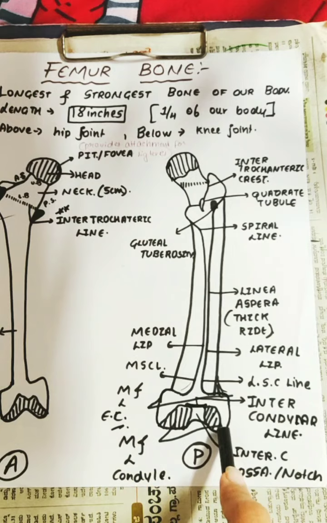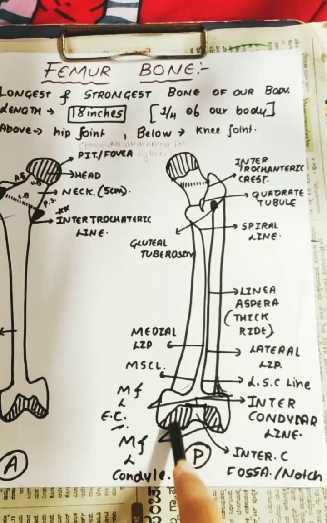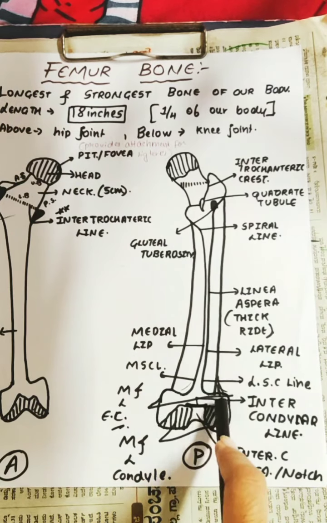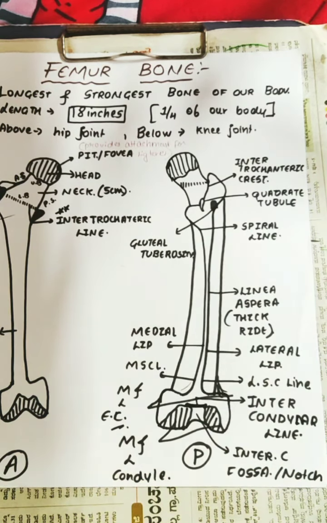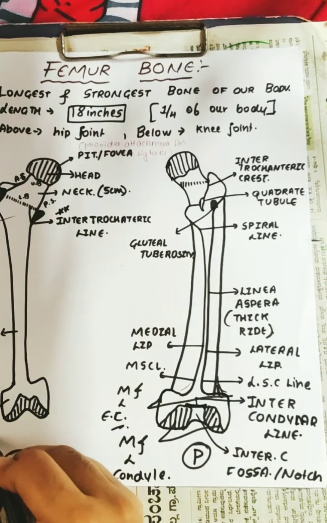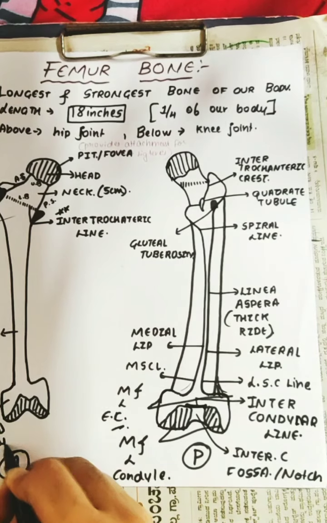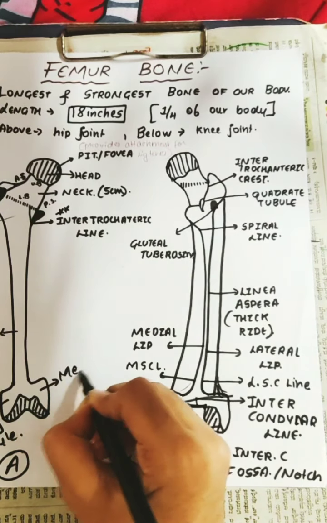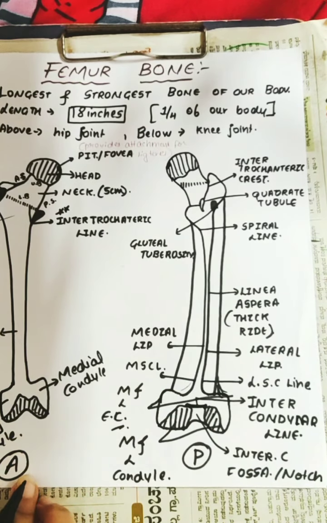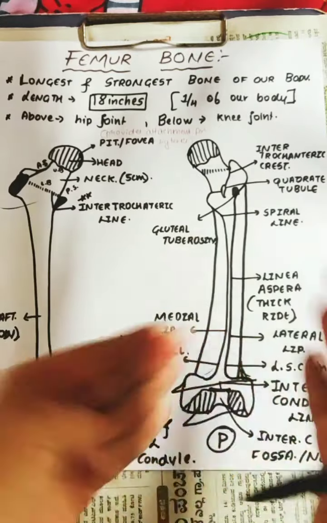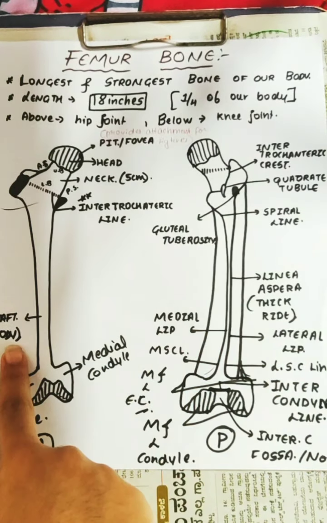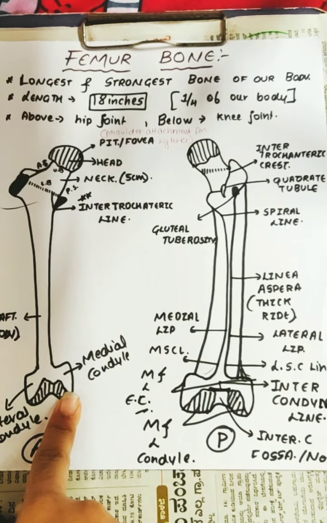Between the medial and lateral condyle regions you can see the intercondylar fossa. Above this intercondylar fossa there is the intercondylar line. So we are done with this structure. Here also you can see the lateral condyle as well as the medial condyle. Since it is the anterior surface, you have to rotate it, so the medial condyle comes on this side and the lateral condyle comes on this side. So this is the shaft, this is the anterior surface.